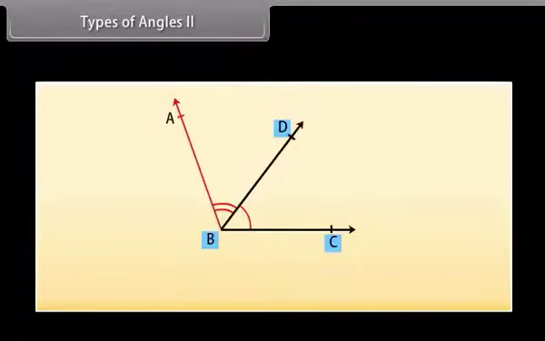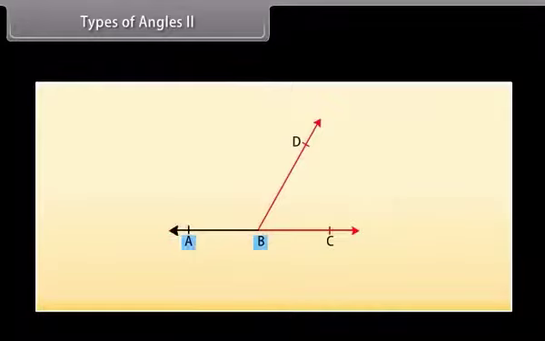Also, when 2 angles are adjacent, then their sum is always equal to the angle formed by the 2 non-common arms. So we can write angle ABC is equal to angle ABD plus angle DBC. If the non-common arms BA and BC form a line, then it will look like this. Then the angles ABD and DBC are called linear pair of angles.